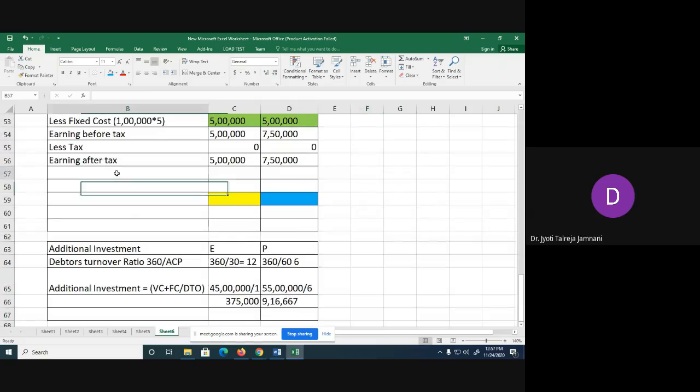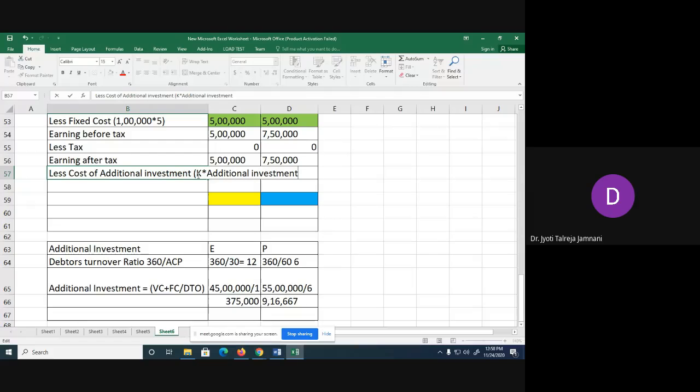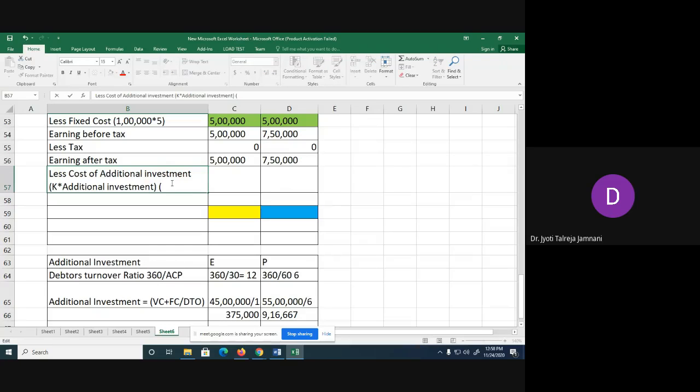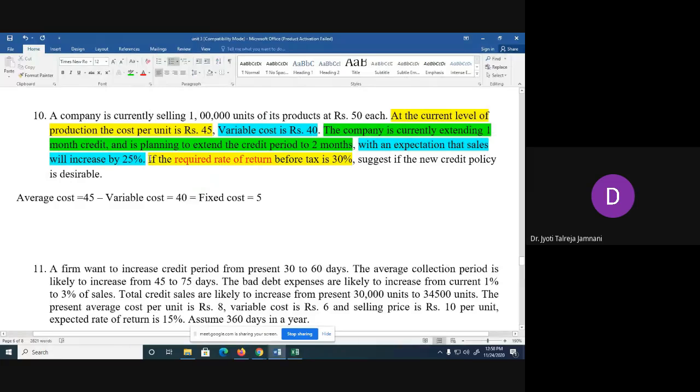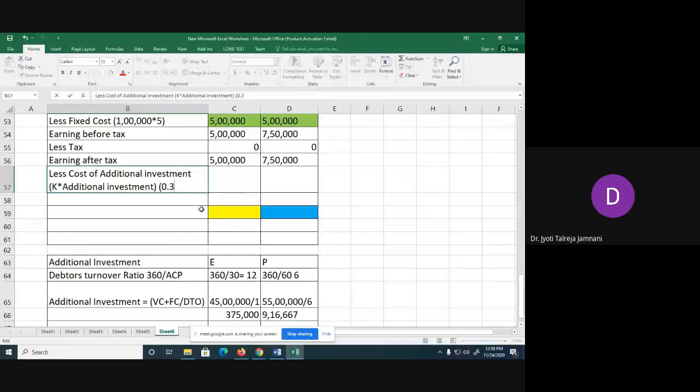Now we'll minus the cost of additional investment from here. To find the cost of additional investment, we'll do K into additional investment. So for the existing plan, the value of K is 30%, which is what they've given here. See here, the required rate of return before tax is 30%. So 3,75,000, the existing additional investment, into 30%, that is 30 divided by 100. How much do you get? 3,75,000 into 30% is 1,12,500.